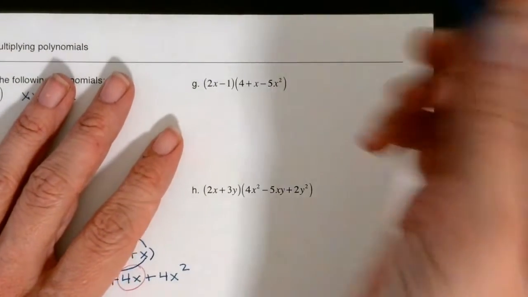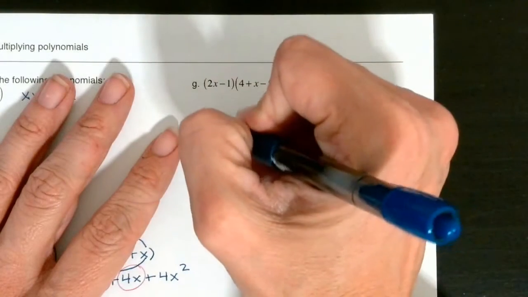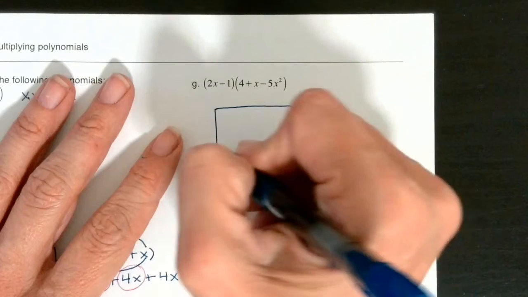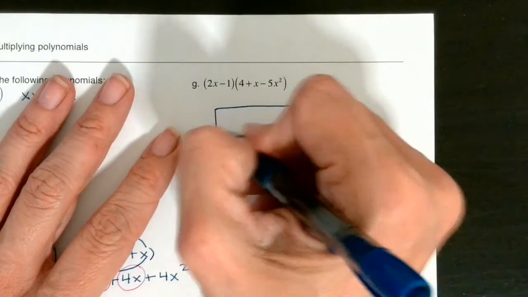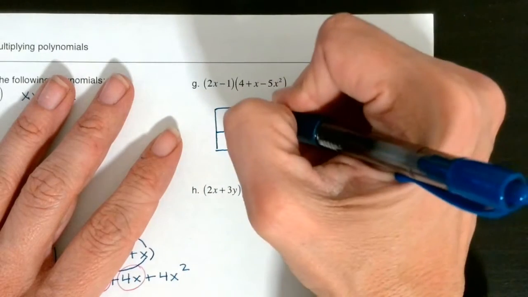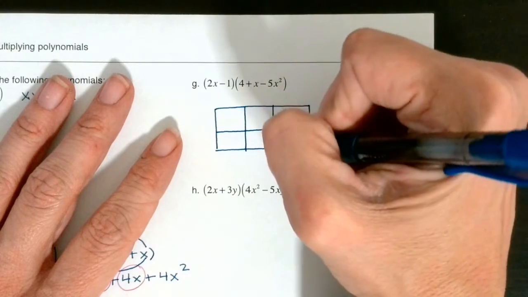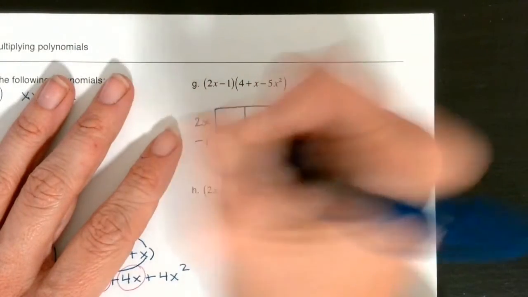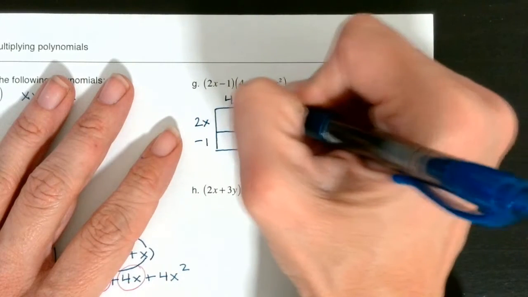So same thing. I'm doing the box method for my remaining problems just because the box method keeps me super organized and I'm less likely to make a mistake. So it does take me a little bit of time to draw out this box, but I don't mind it, because if I make fewer errors, that's better for me in the long run.